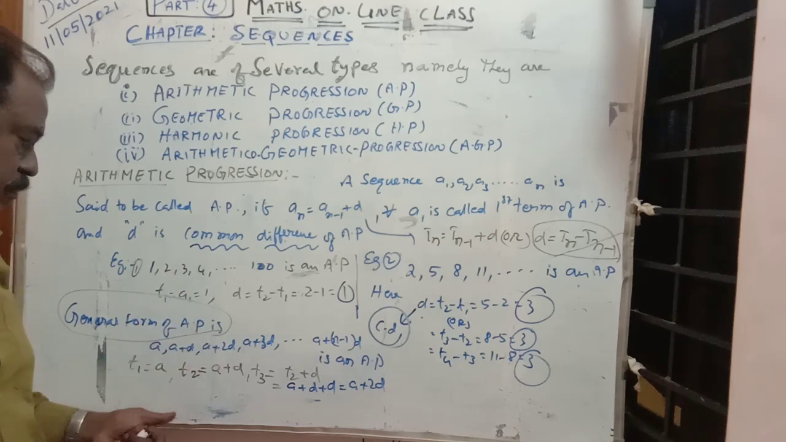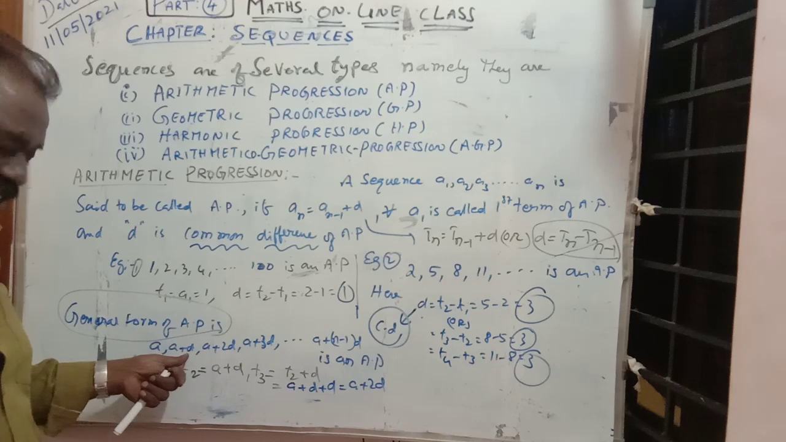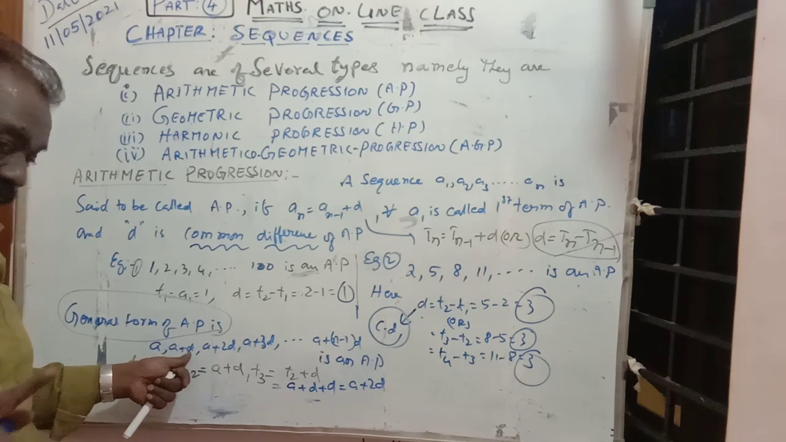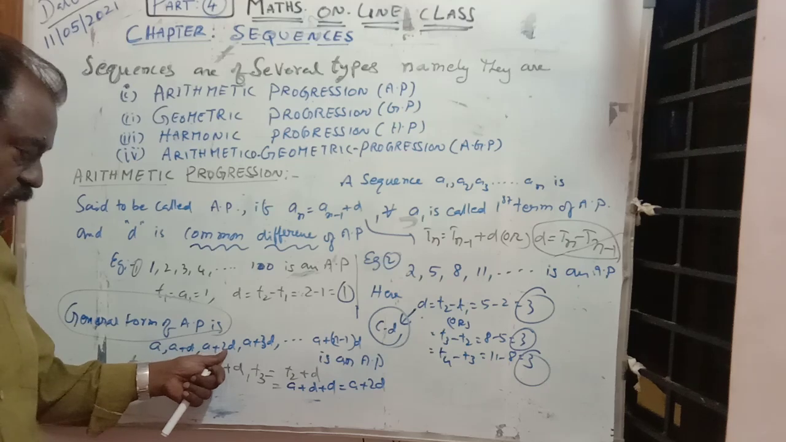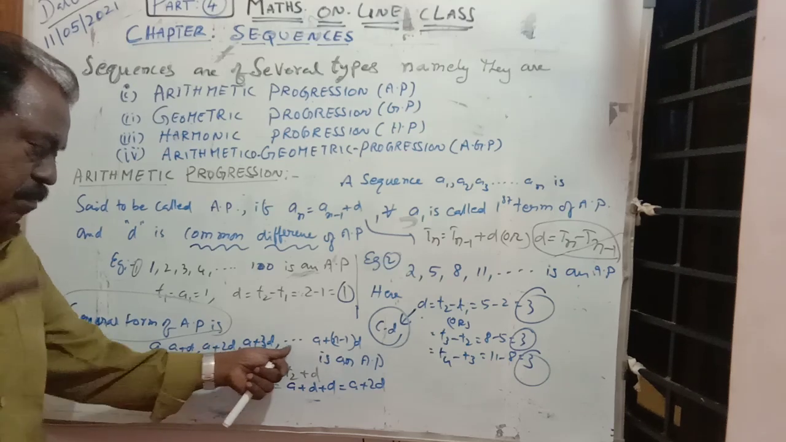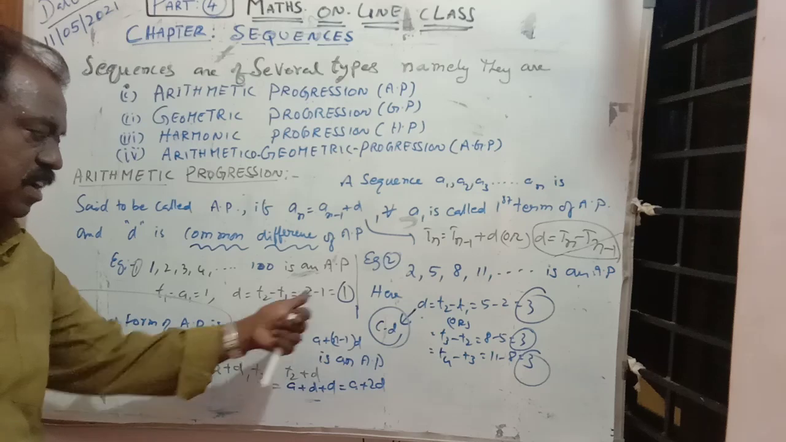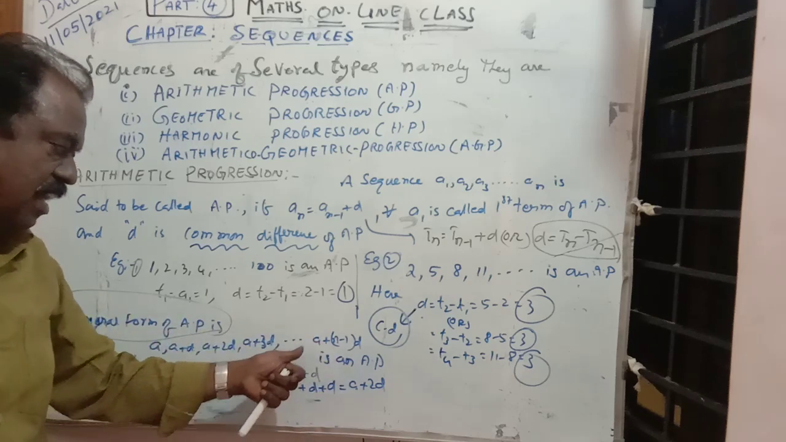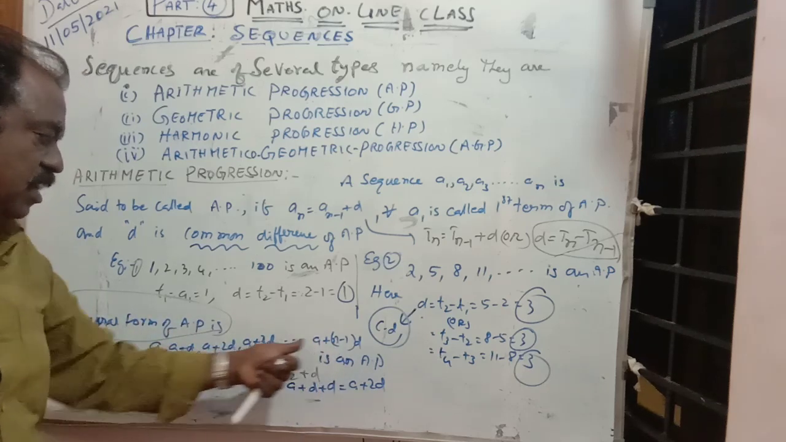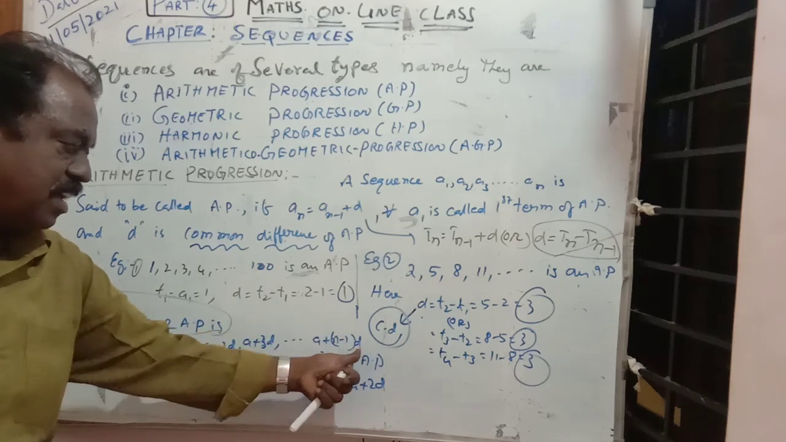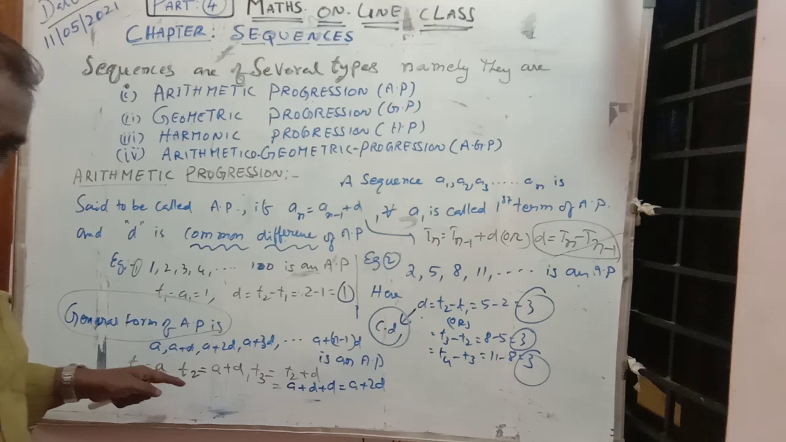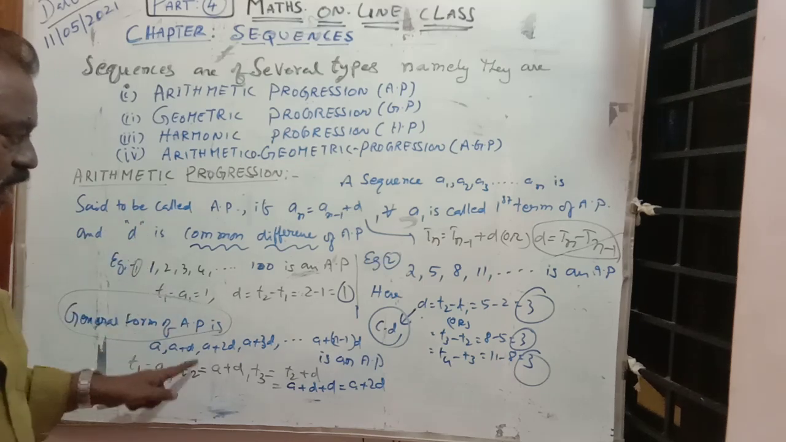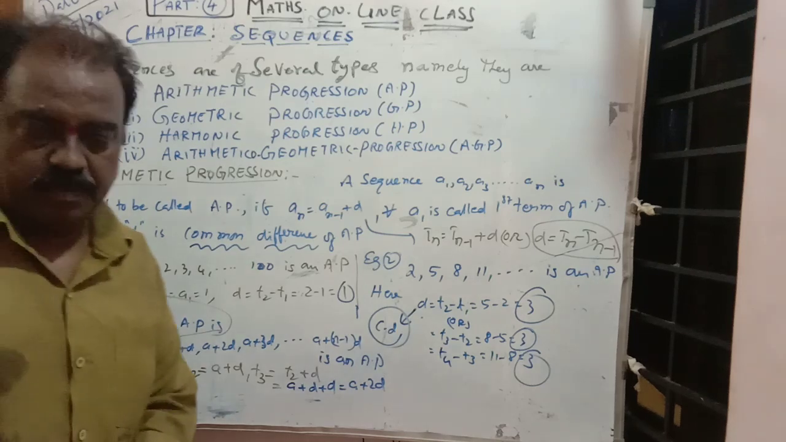Just the preceding term, A plus D. Again A plus D added one more D, A plus 2D. Again A plus 2D added the same D, A plus 3D, A plus 4D, A plus 10D, A plus 100D, A plus 101D. Like this, this is the general term, A plus N minus 1 D. I will tell it again. Now you write all these things. Is it clear now?